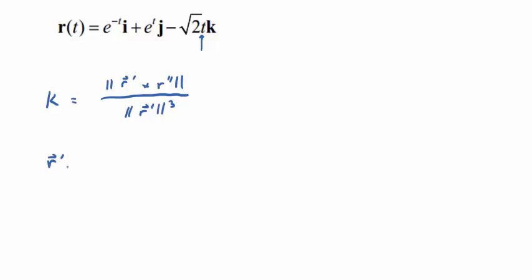R prime of t is going to be e to the negative t times negative 1 by chain rule, right? So multiply by a negative 1 or just negative. And that's times i plus the derivative of the next component, the j component, and the derivative of e to the t is e to the t. So e to the t j, and then minus just square root 2 times k. Take the derivative of t, you get 1, times square root of 2, you get square root 2.